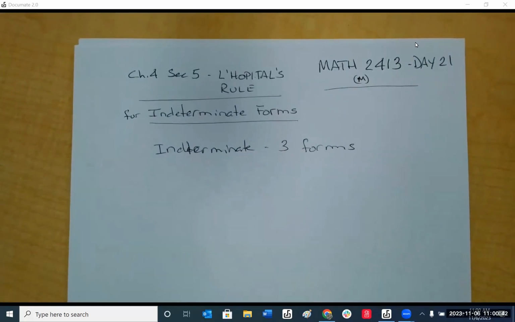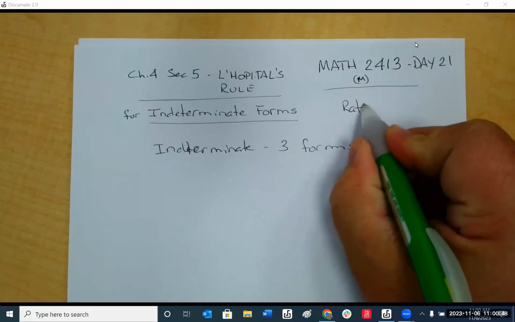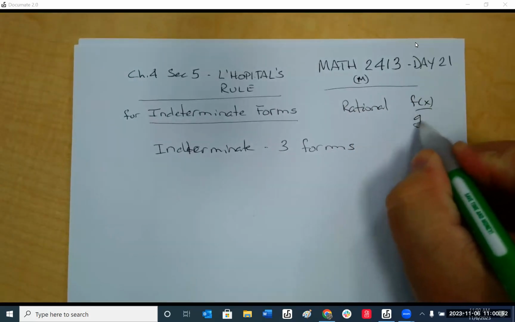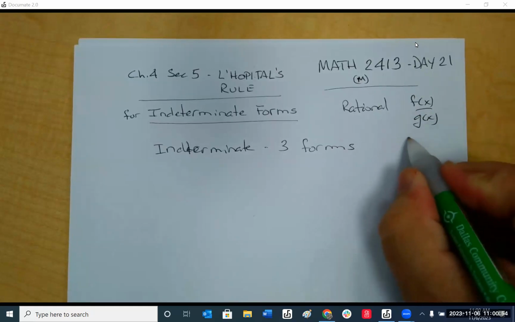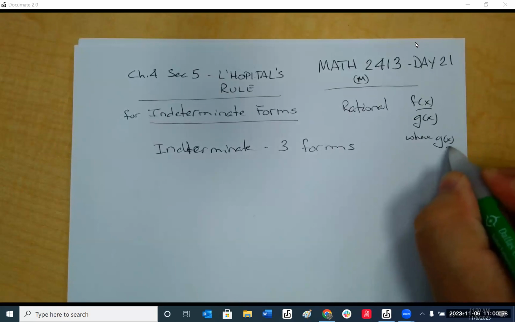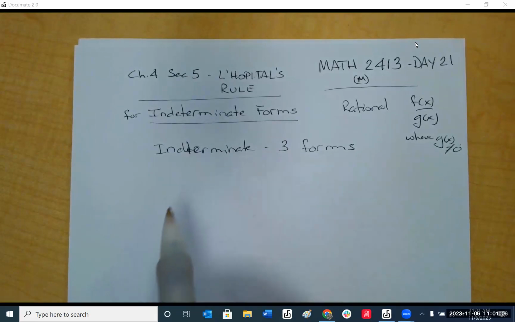First off, it's got to be rational functions. This only works for rational expressions, f of x over g of x, where g of x is not equal to 0. When we say something's indeterminate, that means it has no finite answer.